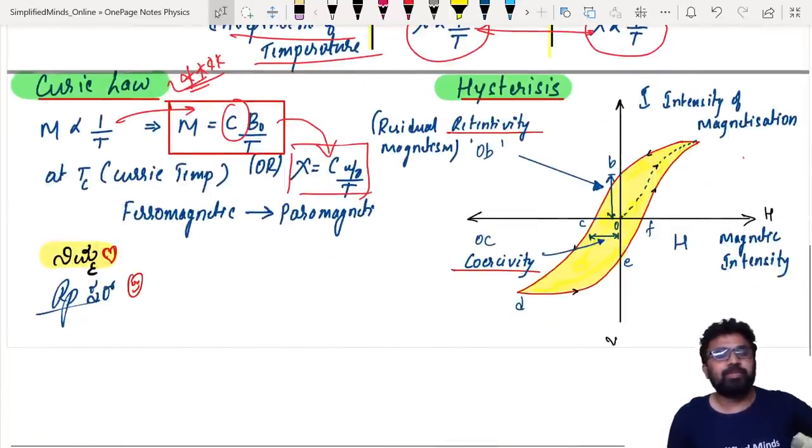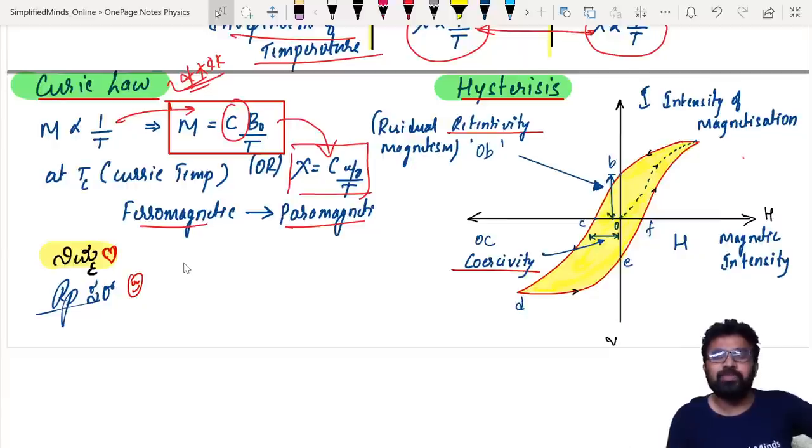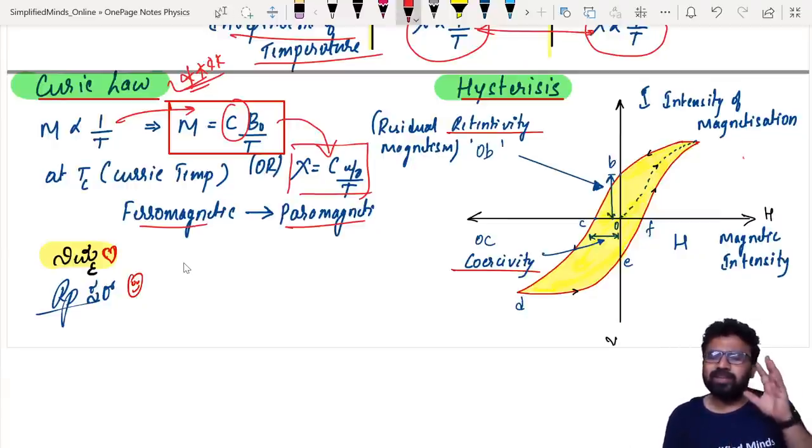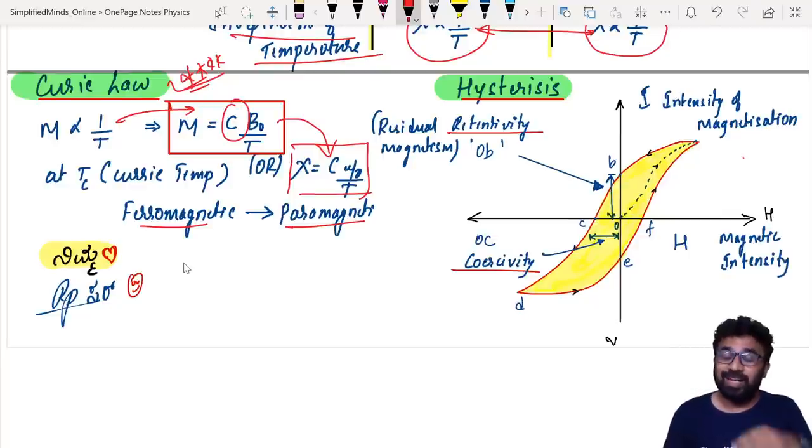Coming to this, the temperature at which a ferromagnetic material converts into paramagnetic is called the Curie temperature. Then coming to one more thing, what is hysteresis? Hysteresis is very, very simple. It is a phenomenon in which the magnetization lags behind the magnetic intensity. It's very simple to understand.